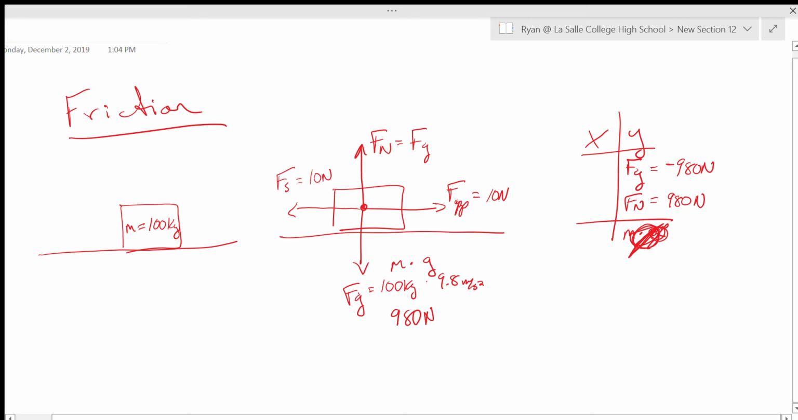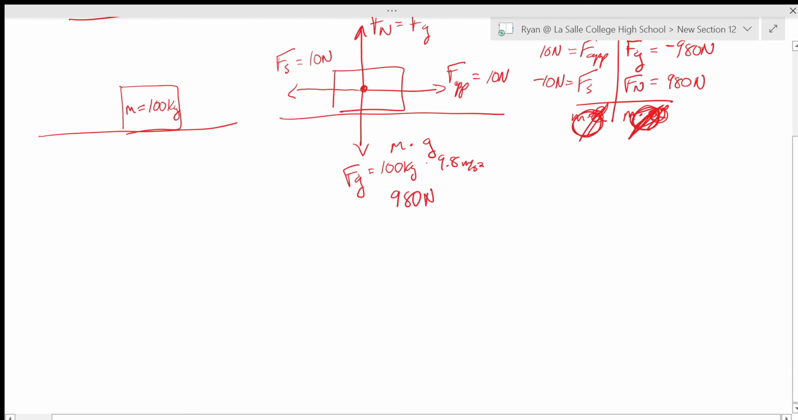Why? Because to the right I have F applied, to the left I have static friction, and when I set it equal to ma, if the box doesn't budge, a is 0, so all of this becomes 0. I was told I pushed on the box with 10 newtons, so how much must static friction be? It has to be to the left, negative 10 newtons. So it's kind of the same reasoning, but that's not always the case. So let's take a look.